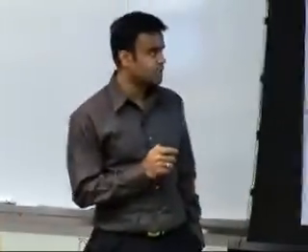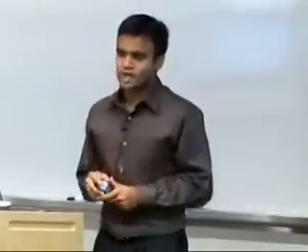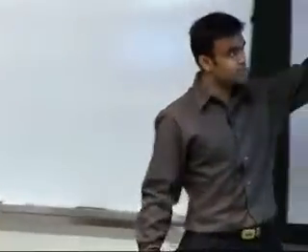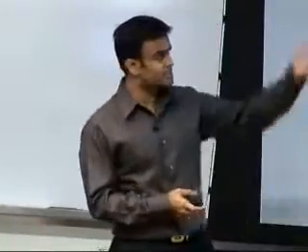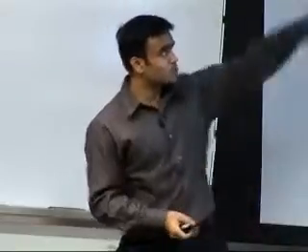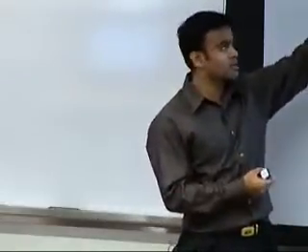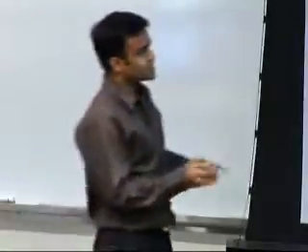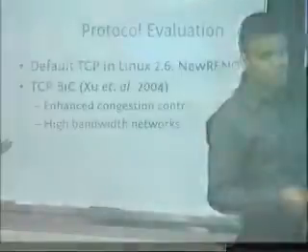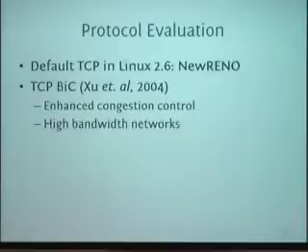All right, so let me move on, and I want to talk about one of the examples of time dilation. So again, coming back to the protocol evaluation example that I had earlier. In the Linux 2.6 kernel, the default flavor of TCP is TCP New Reno, but Linux also ships with another variant called TCP BIC, which stands for Binary Increase Congestion, and this variant features an enhanced congestion control protocol designed specifically for high bandwidth networks.